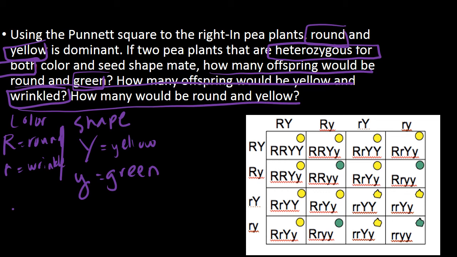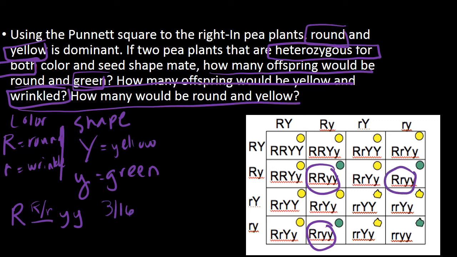So the first kid is round and green. Round, don't care what the second one is. Green is lowercase, so it's 2 lowercase y's. So how many kids have at least one capital R? Second R could be capital or lowercase, and 2 lowercase y's. So that'll be, let's see, 1, 2, 3. So 3 out of 16 kids will be round and green. Alrighty, we're done with that one.